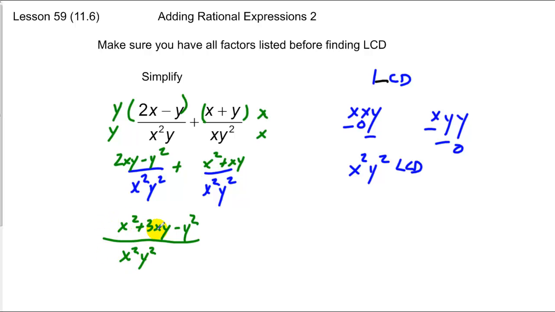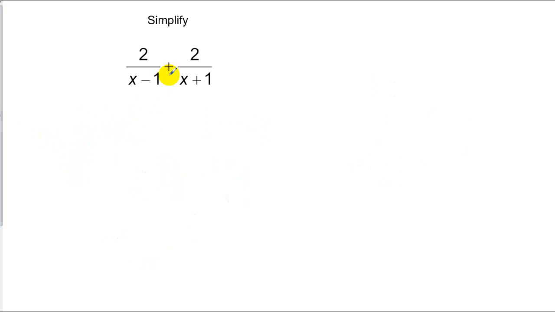There are no common factors, even though I have an xy here and an xy here. Not going to work because I have all these additions. These aren't factors. And this numerator term does not factor. There's nothing that multiplies to -1 and adds to +3. So I'm done.